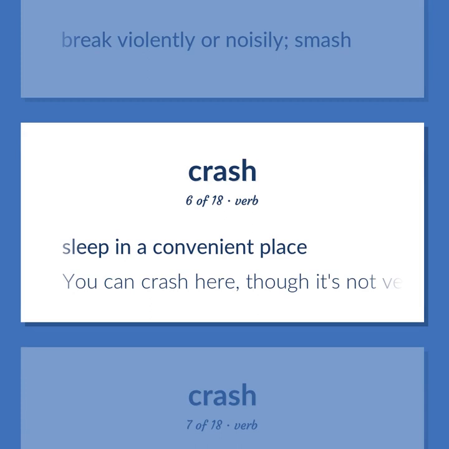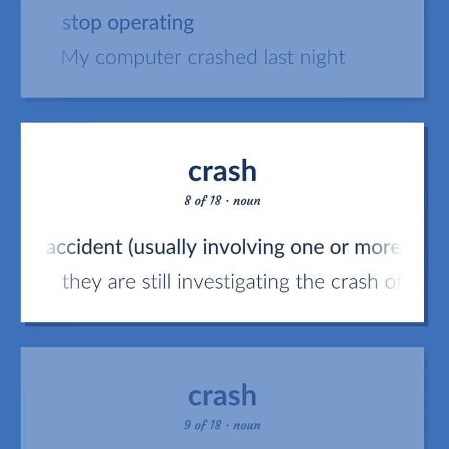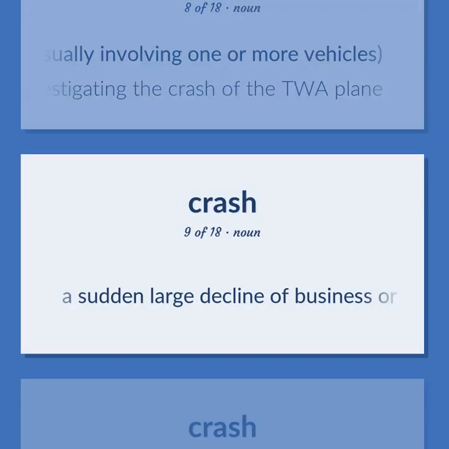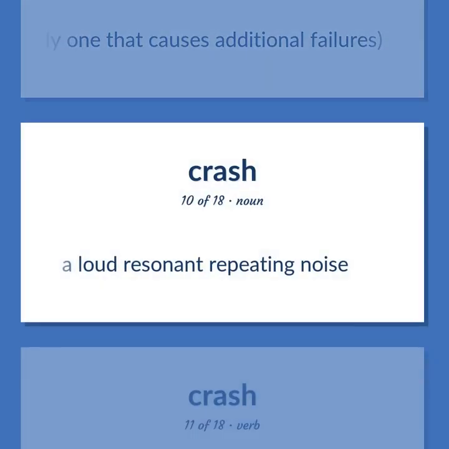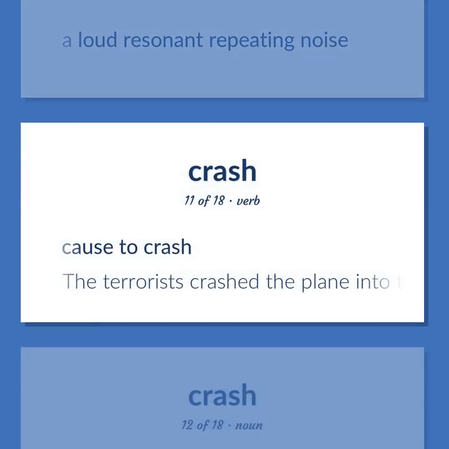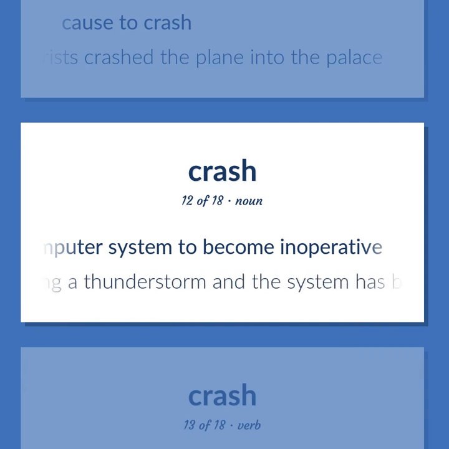Sleep in a convenient place. You can crash here, though it's not very comfortable. Stop operating. My computer crashed last night. A serious accident, usually involving one or more vehicles. They are still investigating the crash of the TWA plane. A sudden large decline of business or the prices of stocks, especially one that causes additional failures. A loud resonant repeating noise. Cause to crash. The terrorists crashed the plane into the palace. Computer science: an event that causes a computer system to become inoperative. The crash occurred during a thunderstorm and the system has been down ever since.